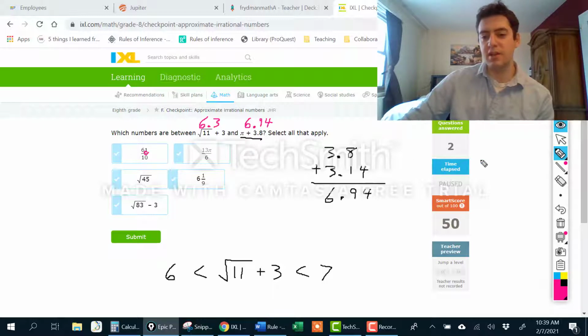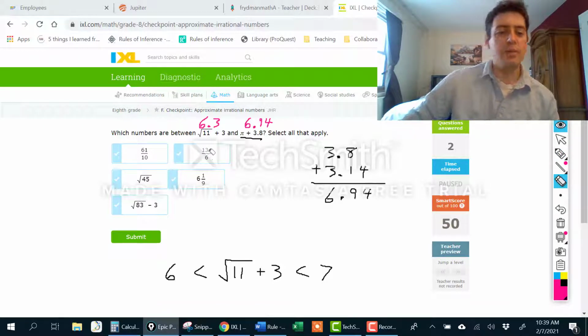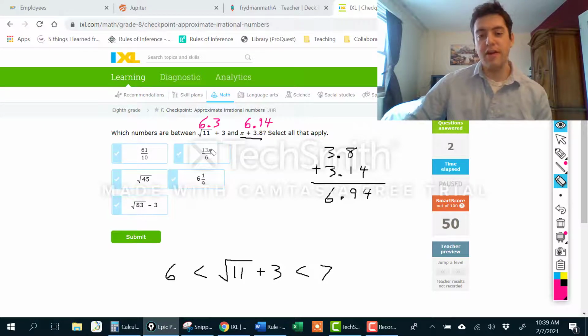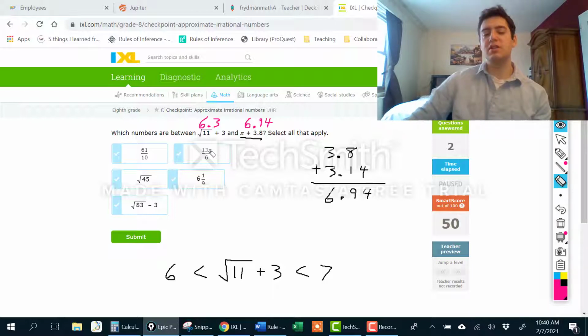So I'm not going to click on this one. What about 13 pi over 6? Well, pi over 6, I know that pi is a little bit more than 3. And I know that 3 over 6 is a half. So if I have something which is a little bit more than 3 over 6, that's going to be a little bit more than half.